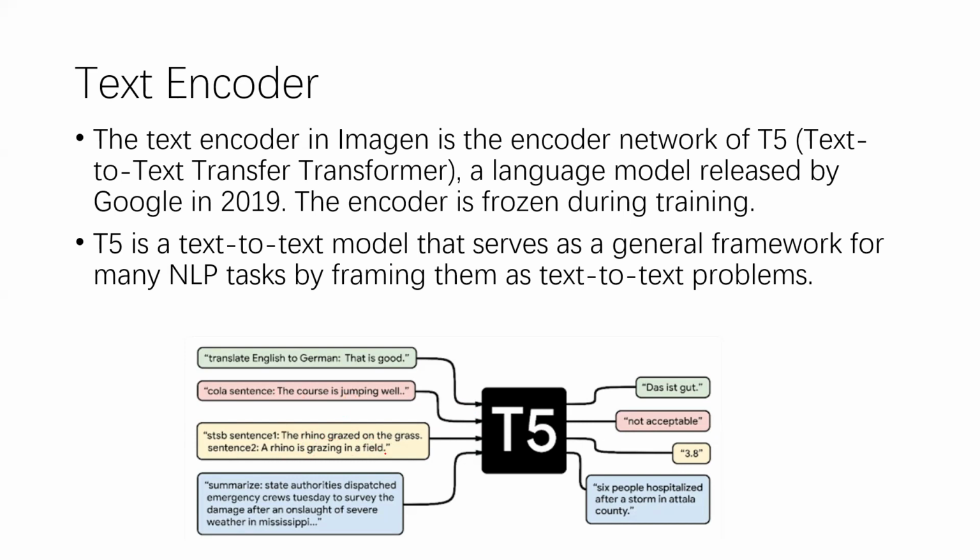And this one is kind of like, I think, "the rhino grazes on the grass" and "a rhino is grazing in a field," measuring the similarity between 2 sentences. It outputs a score of 3.8. And this one summarizes a sentence in abstractive summarization. So it's a language model that supports all kinds of tasks.